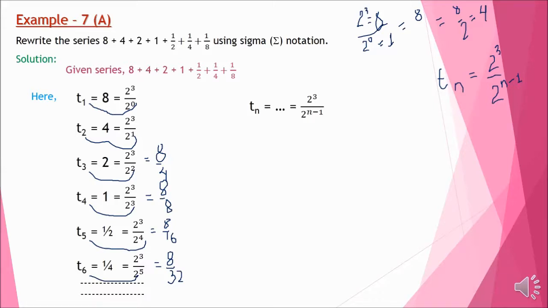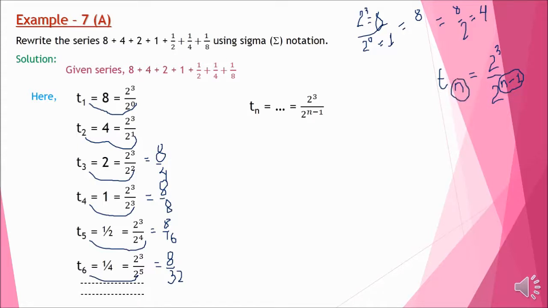If there is 1, there is 0; 2, 1; 3, 2; 4, 3; 5, 4; 6, 5. Means n is decreasing by 1. In the index of denominator 2, here the value is decreasing by 1. Okay, now this is the Tn.